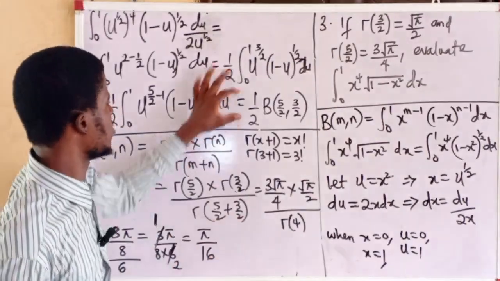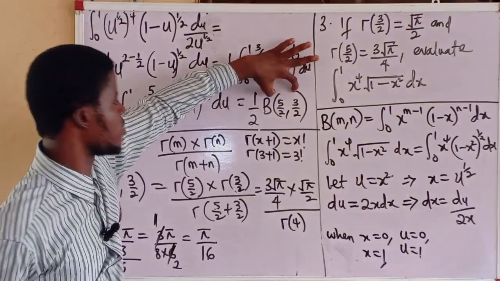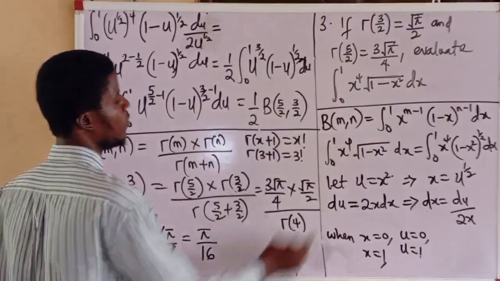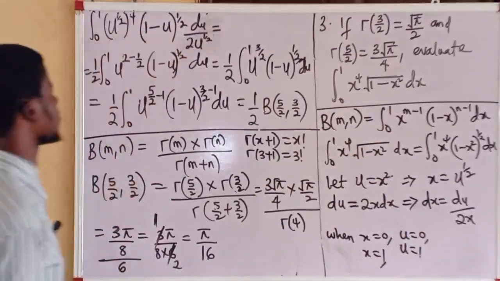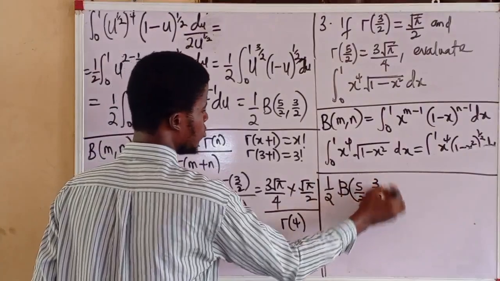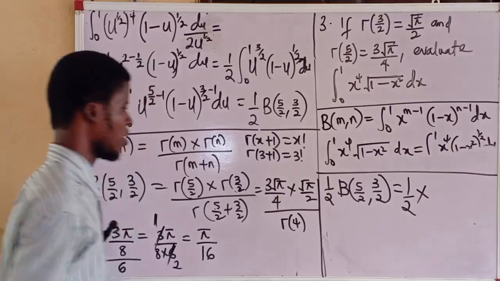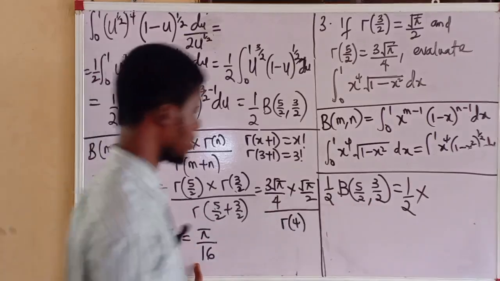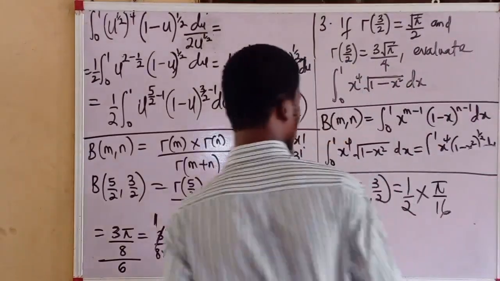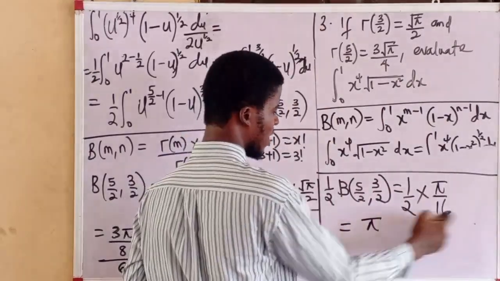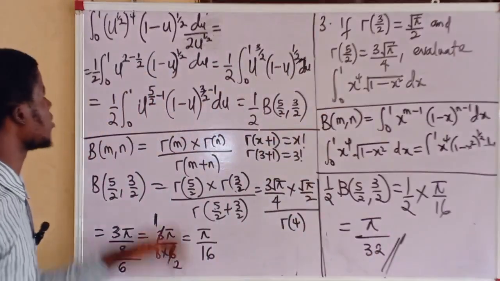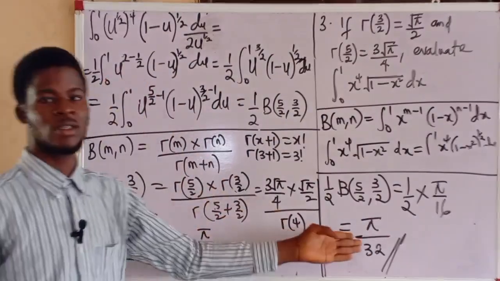What now is 1/2 into this, which is pi/16? So it is very straightforward. Now we can easily get the integral of this, which will reduce to this. 1/2 beta of 5/2, 3/2 is 1/2 times everything we have here, pi/16. So this is pi/16. 1 times pi is pi, 2 times 16 is 32. So this is the value of the integral that we reduced to this. So that's the answer to the question.